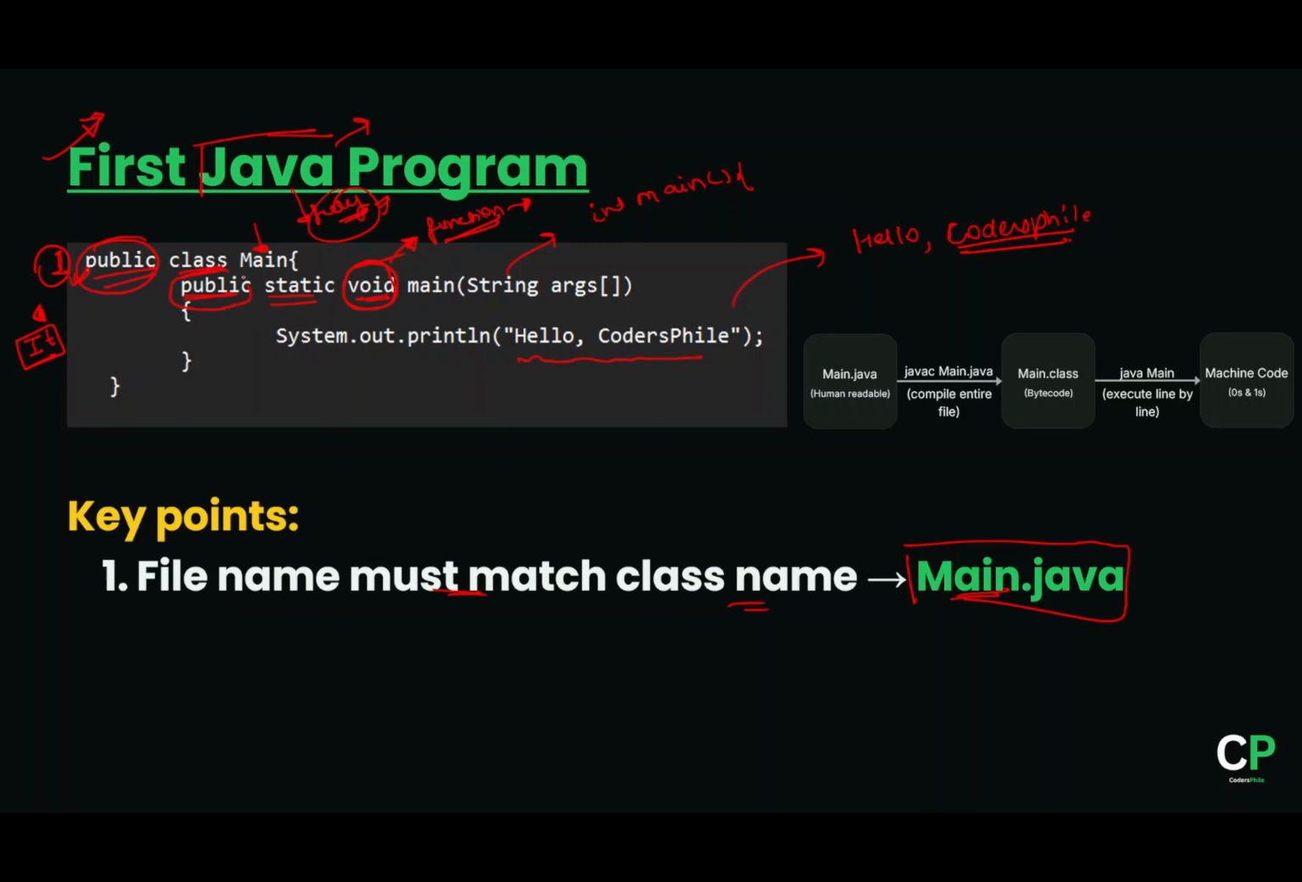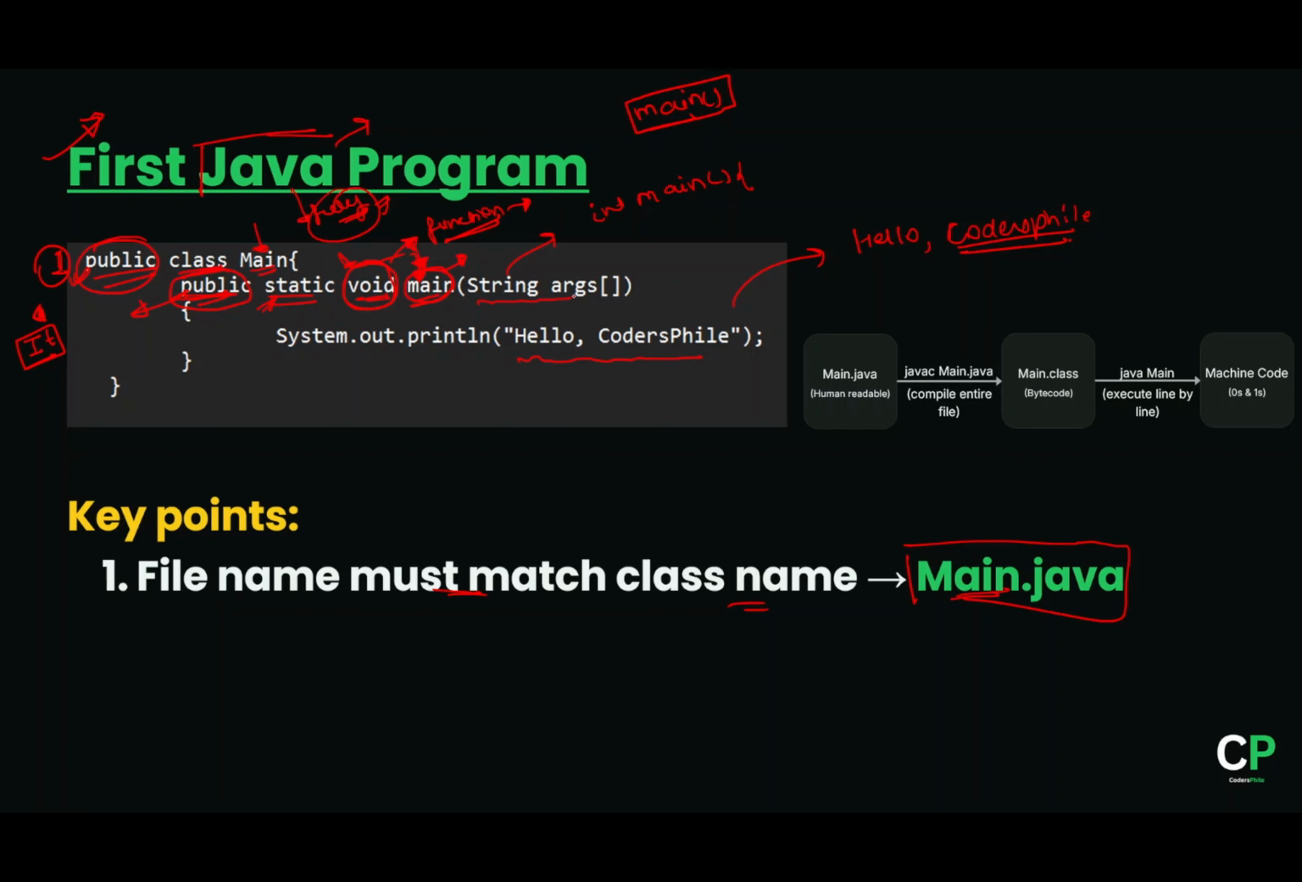Similarly, this public means that this main method can be called from anywhere. Just like a public property can be accessed by anyone, this public method can be called from anywhere in the program. Static means this method can be called without creating the object of this main class. Void is the return type of the main, and this is the method name. I emphasize that this method name must be the same. This is the entry point of the program.